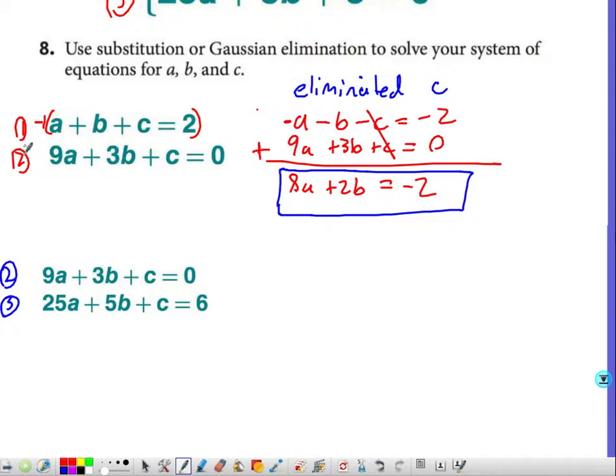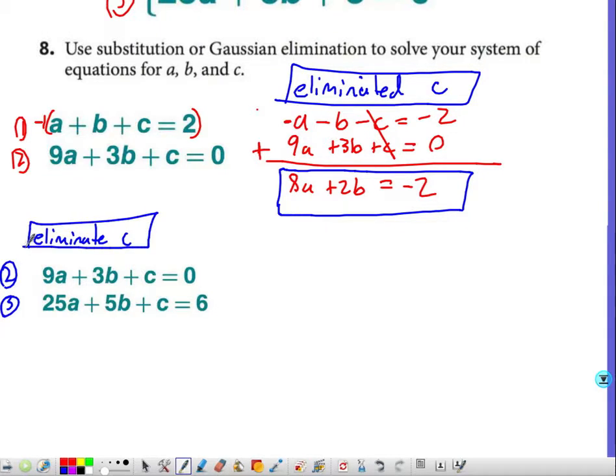Now remember, from equations 1 and 2 we eliminated c. We also want to eliminate c here. We can't decide to eliminate anything else. Whatever we do with the first two equations, we have to do with the other two equations here. So in order to eliminate c, if we add them together, we just get 2c.